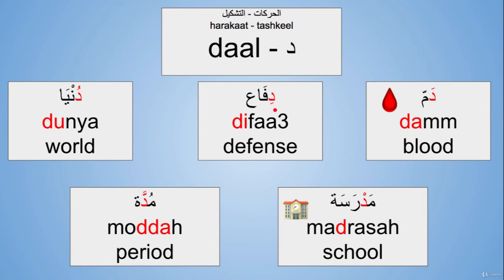And when it has kasra, it sounds as di, like in the word difa', which means defense. And when it has dhamma, it will be like du, like in the word dunya, which means world in Arabic. So you can have it with sukoon in a word like madrasa, which means school in Arabic. And you can have it with shadda for a word like mudda, which means period in Arabic.